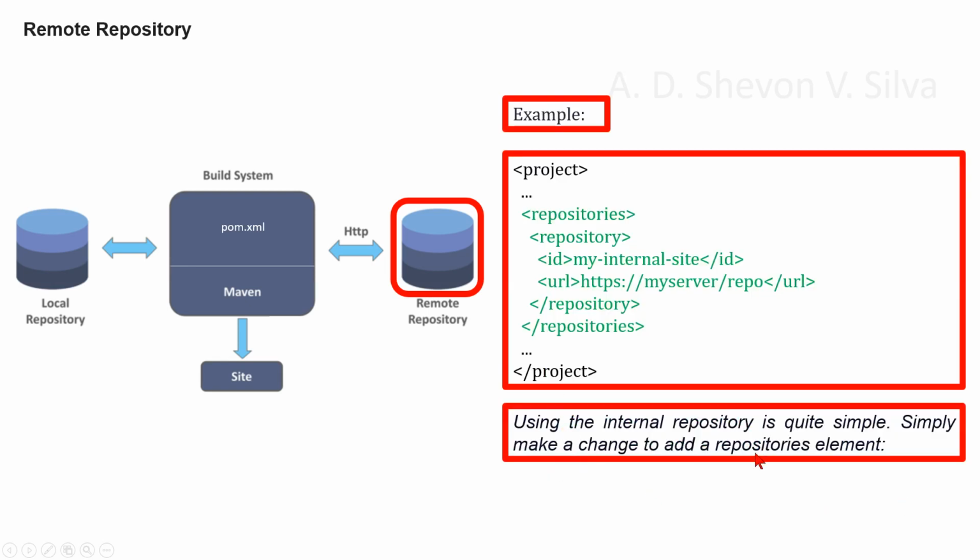Using an internal repository is quite simple. Simply make a change to add the repository's element. If your internal repository requires authentication, the ID element can be used in your settings file to specify login information.